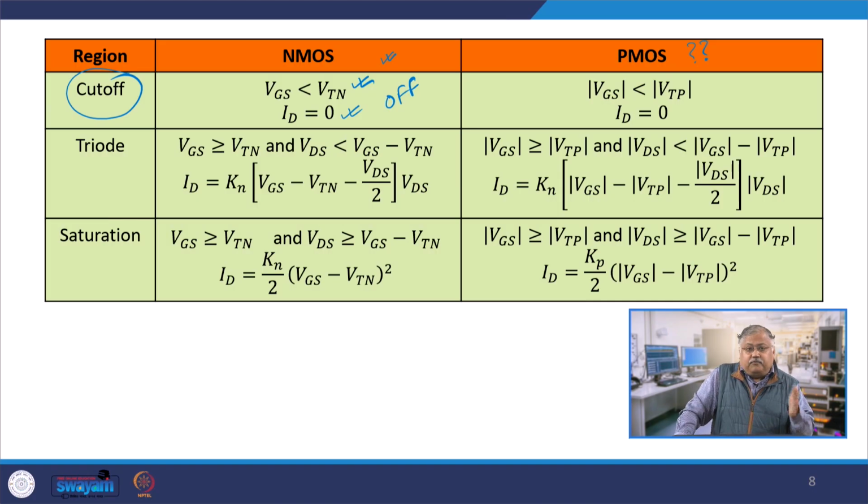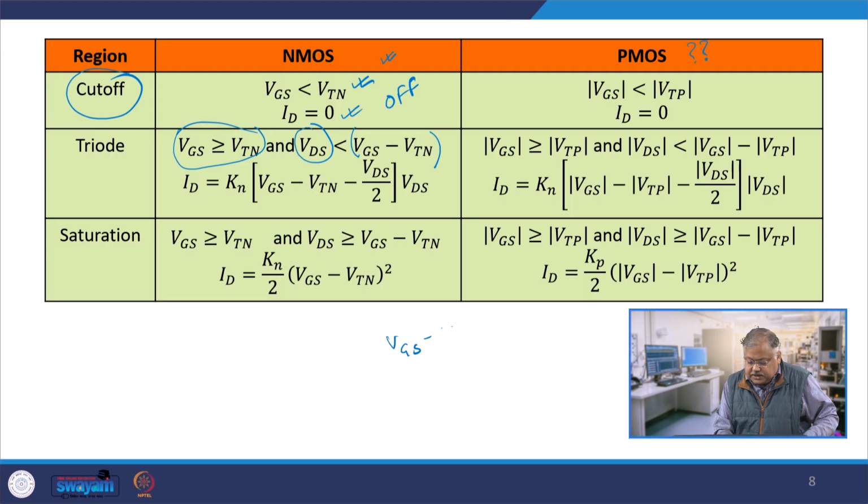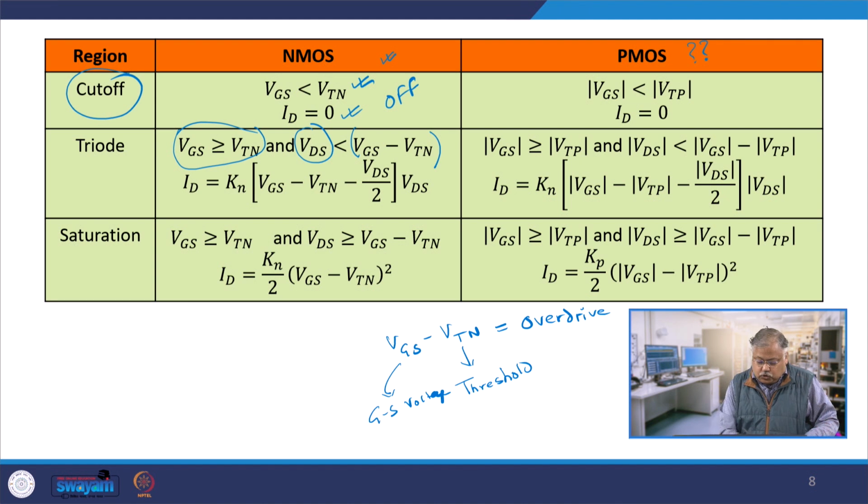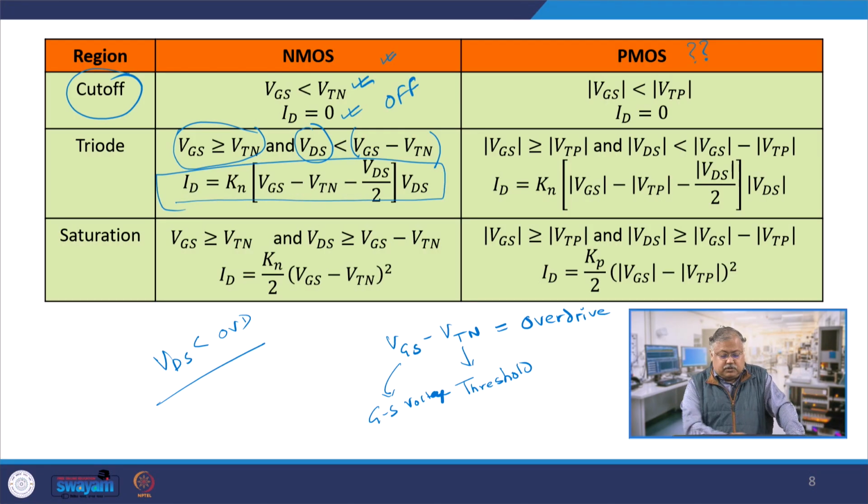Let me come to a point where the gate to source voltage is surely above the threshold voltage. So the first condition is met, right. However, my drain to source voltage is less than VGS minus VTN. VTN is the threshold voltage, and VGS is the gate to source voltage. This is referred to as the overdrive. So when my drain to source voltage is less than my overdrive voltage, then my drain current equation comes out to be this. I will explain what the Kn term is, but it comes out to be this.